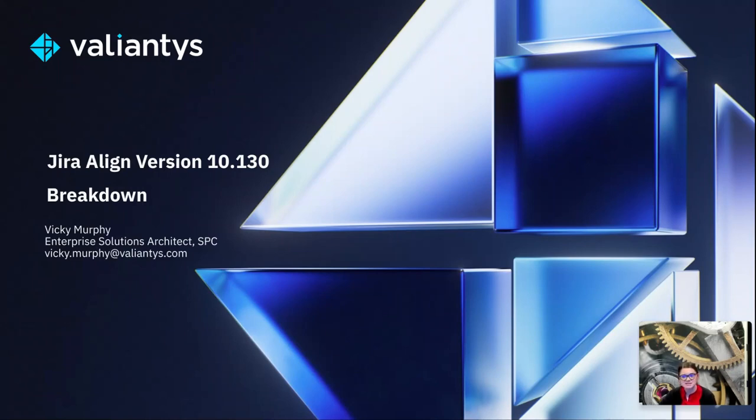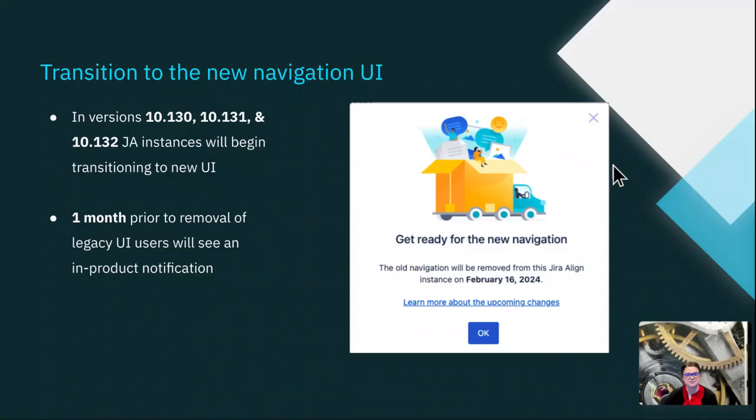This version was released to Jira Align instances on the continuous release track. This will typically be your test or dev environment if you have one, on February 23rd, 2024, and will be released to all other instances of Jira Align on March 1st, 2024. Let's go ahead and dig into these updates.